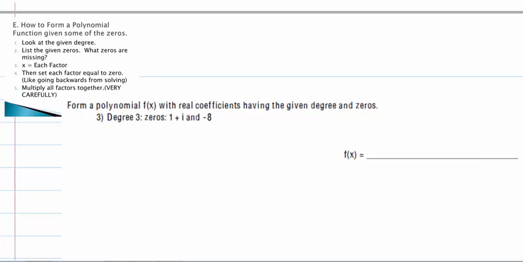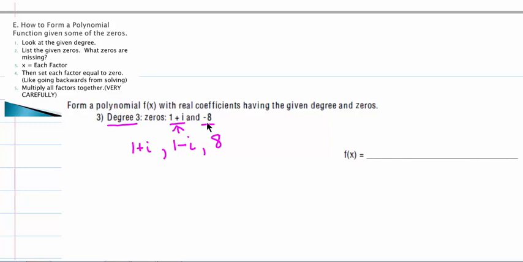Number 3. Form a polynomial f of x with real coefficients having the given degree and zeros. It has degree 3, so that means I have 3 zeros. My zeros are 1 plus i and negative 8 that are given. Since my first one is complex, I know if I have 1 plus i I also must have 1 minus i, and then I have negative 8. So there are all 3 of my zeros.